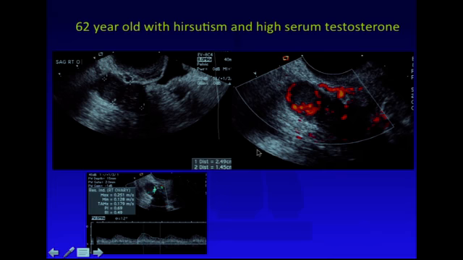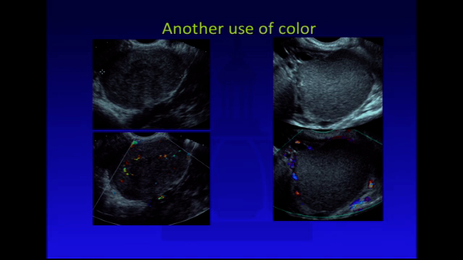But again, the history is key, and in a patient with hirsutism and high serum testosterone, you have to really think about the possibility that this patient has a benign Sertoli-Leydig tumor, or at least a Sertoli-Leydig tumor, the vast majority of which are benign, and this was confirmed at surgery. So this is a very good use of color to try to find lesions in relatively small size ovaries.